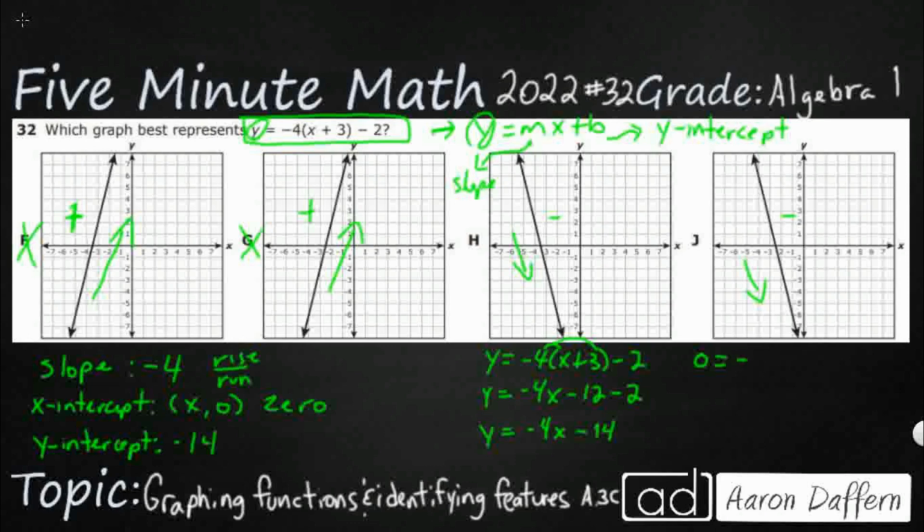So 0 equals negative 4x minus 14. We're going to solve for x now. Let's add 14 to both sides. So I got 14 equals negative 4x. Divide both sides by negative 4. Okay, so you're going to get x equals negative 7/2, so negative 3.5. That's about negative 3.5 right there. That's negative 2.5. So see how close that is. But my x-intercept is negative 3.5. So my answer is H.